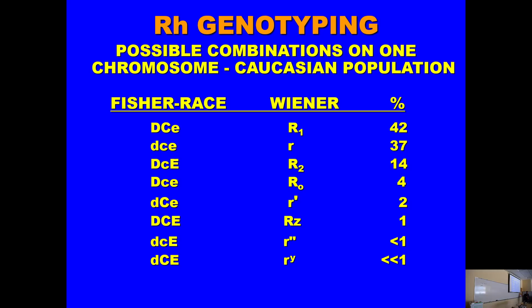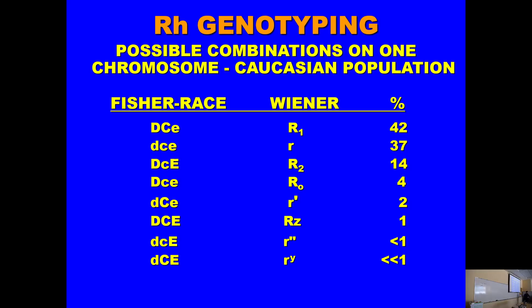So you don't have both big C and little c, or big D and little d? Correct. Each chromosome has a D or a non-D, a D or nothing, a big C or a little c, and a big E or a little e. And these are the different ways that they're going to show up on that chromosome.